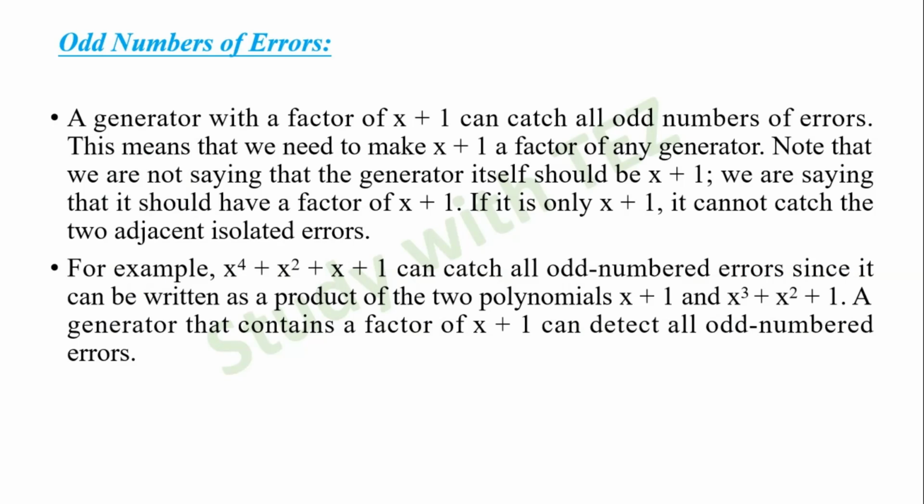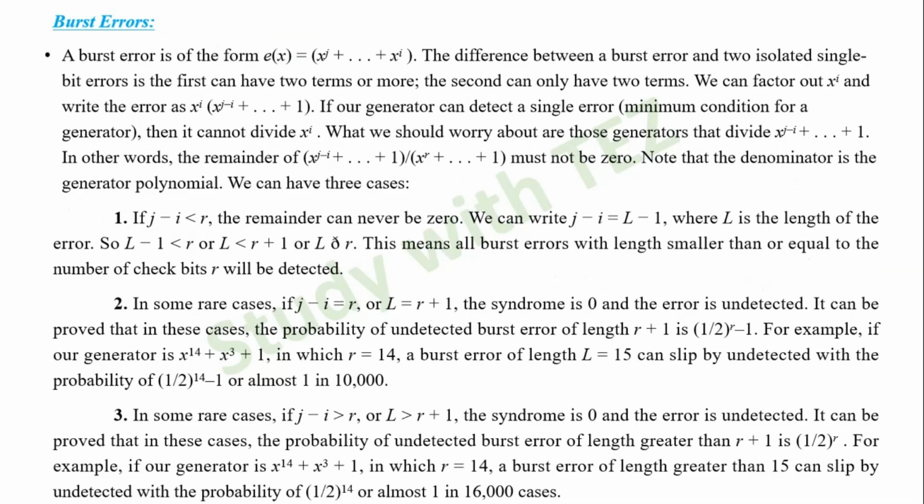Next, coming to odd number of errors. Obviously, if you see here, this can detect all single bit errors. But any generator that has a factor of this, for example, if you see, this is nothing but a factor of this. If you can see, this into this is this. So this is a factor taken out from this, and this remains. Likewise, if you have a factor of x plus 1, those generator polynomials are very good at detecting an odd number of errors.